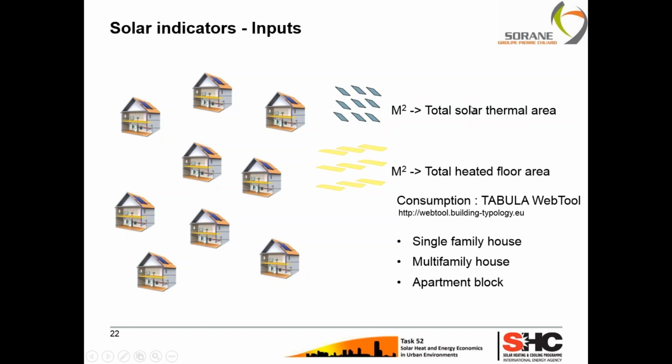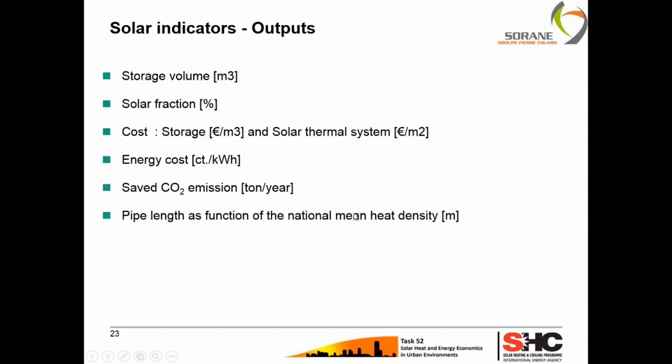From our benchmark, we were able to derive from the surface and the energy concept the amount of energy you can produce. From this heated floor area and using the Tabula web tool, we were able to estimate the amount of energy needed as a function of the building. In this example, it can consider a single-family house, multi-family house, or apartment block. Using only these two inputs, we were able, from our benchmark and other data, to derive the following outputs.